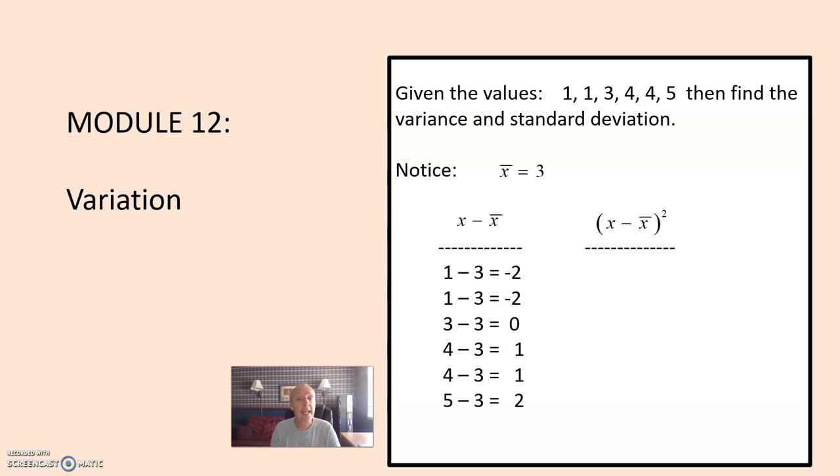The second column will take these results and square them. So looking back at the first row, I obtained -2. If I square that, -2 times -2 will give me a +4. Likewise, I get the same result for the second row. And if I continue, I obtain the values 0, 1, 1, and 4 for the remaining rows.